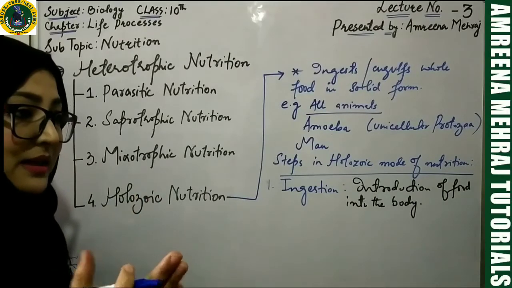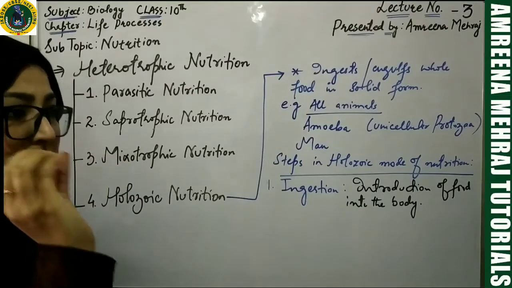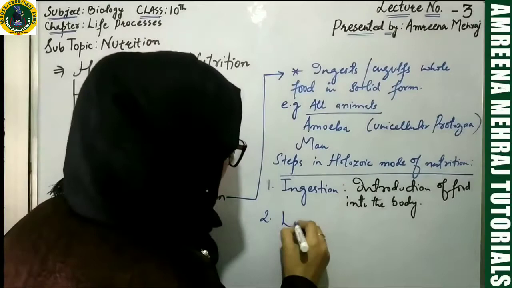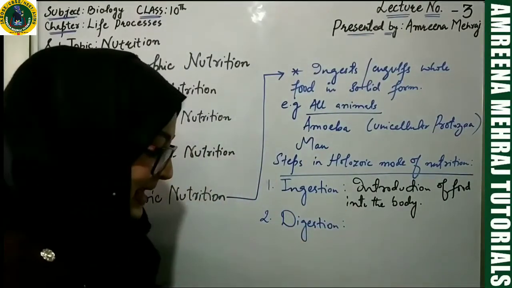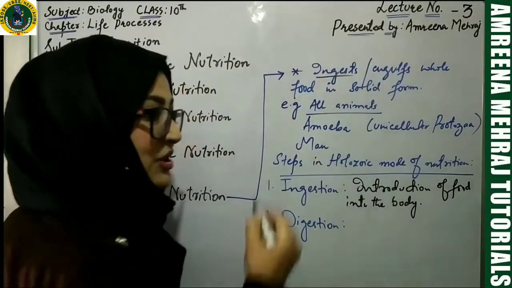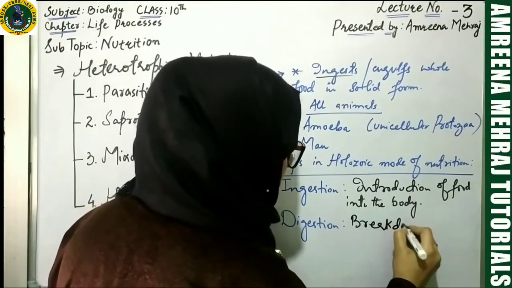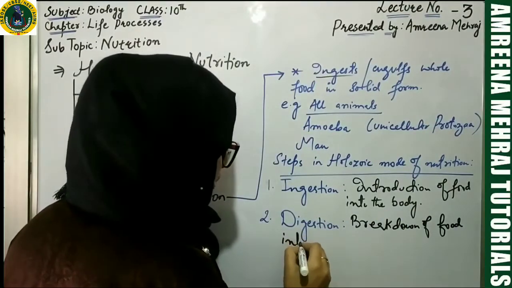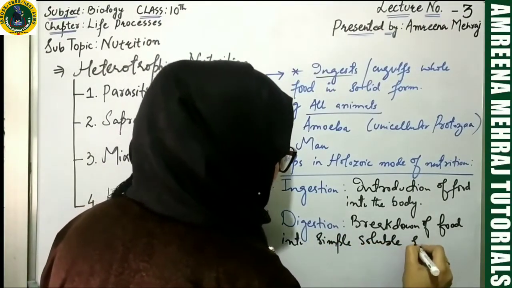Once the food is introduced into the body, then the body has to break the food, because I have made you understand that the food has complex nutrients. The body is supposed to break the food into simpler substances. That process, or that step, is called the step of digestion. So now the organism has to perform digestion of the food which it has engulfed, which it has ingested. So the second step is the breakdown of food into what? Into simple soluble substances.